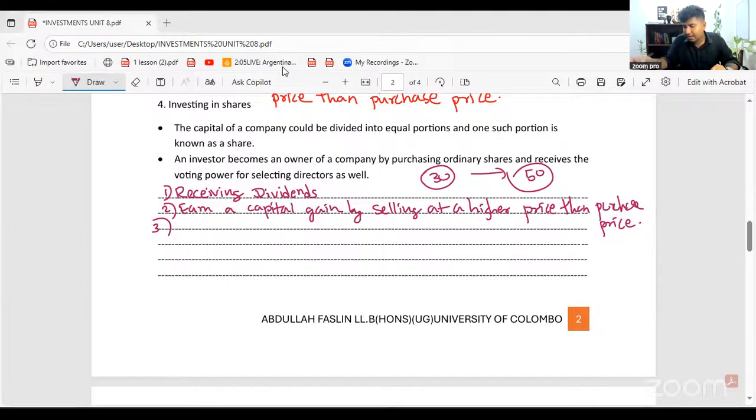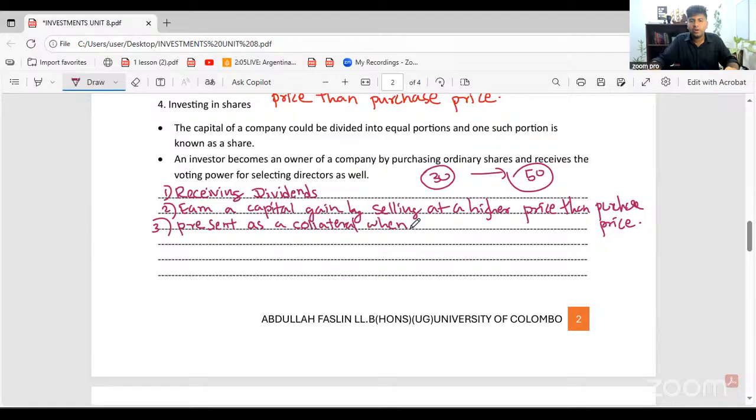Then the third one is you can use the company share. When you purchase a company share, they will give you a certificate, right? For example, Ikram is a shareholder of Dialog company. They will give you a certificate. You can use that certificate and get a loan. Present it as a collateral when obtaining loans.